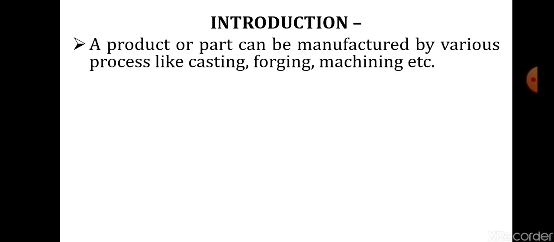So introduction. A part, if it has to be produced, can be produced in basically three types. One is casting, second one is forging, and third one is machining. Right. So basically we have three types. It can be produced in various different processes, but most commonly what we know is casting, forging and machining. So what do you mean by casting first of all?